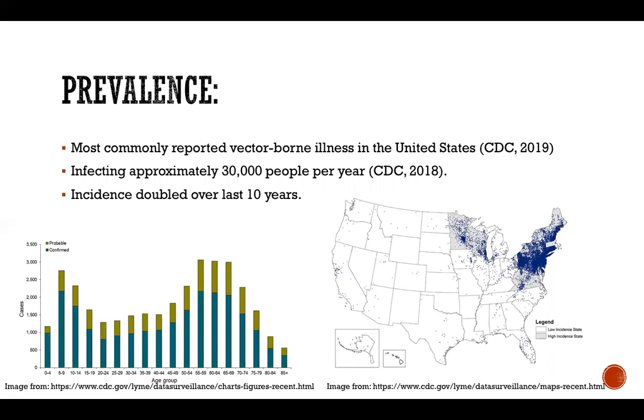So, it is the most commonly reported vector-borne illness in the United States, and it infects approximately 30,000 people per year. The incidence has doubled over the last 10 years. In terms of distribution, in the left lower corner you can see that children and elderly adults tend to be at higher risk for contracting this tick-borne illness. And on the right corner, we can see the distribution of prevalent areas where the tick is known to carry the disease. As we can see, the northeastern United States is very high.